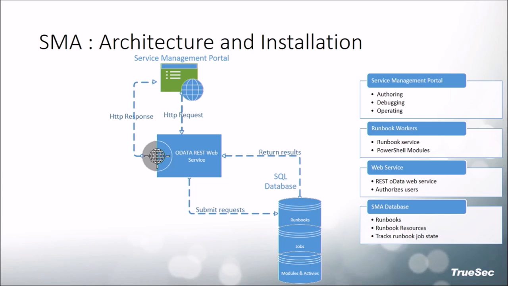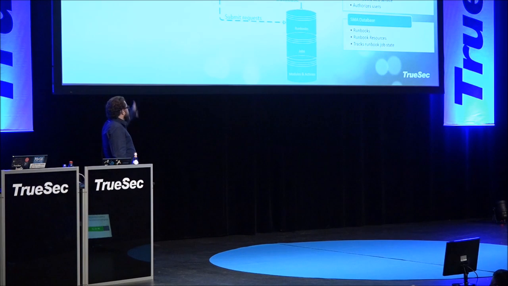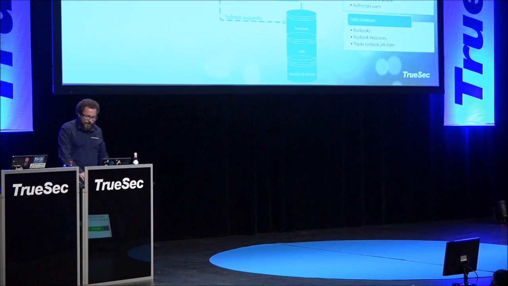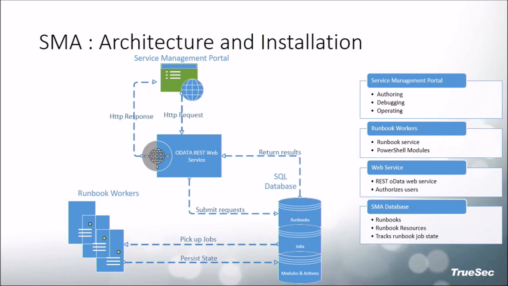When we start one of these jobs, it actually goes to the web service. The web service creates a job in the database, and then we have what's called Runbook Workers, and we can install as many of these as we want to. One of these Runbook Workers will then get the job. Actually, something in the database will delegate the job to one of these workers. The worker will pick up the job, and it will start the actual code.